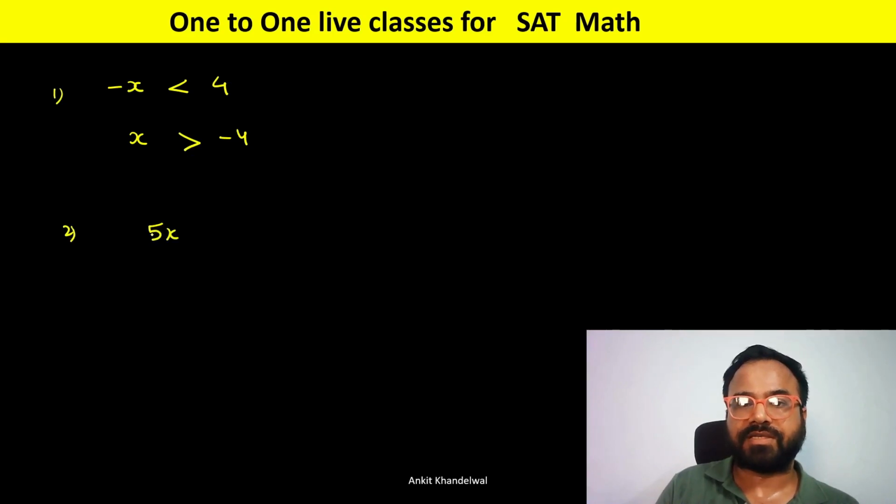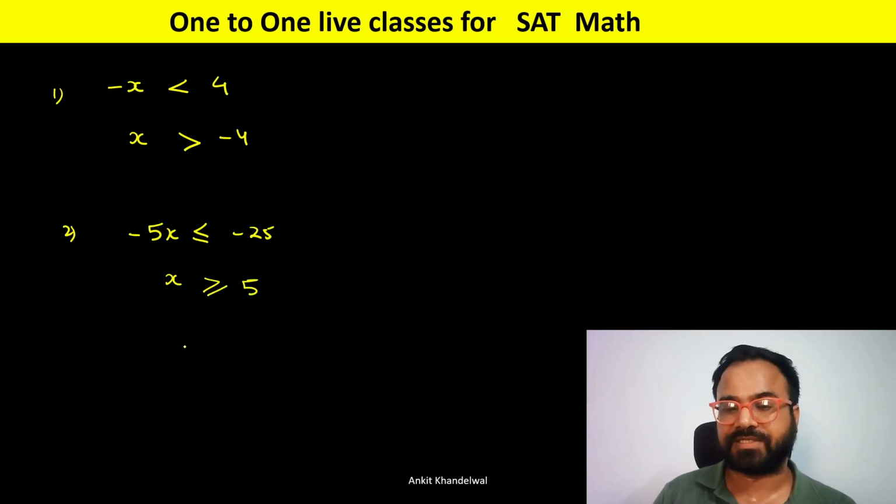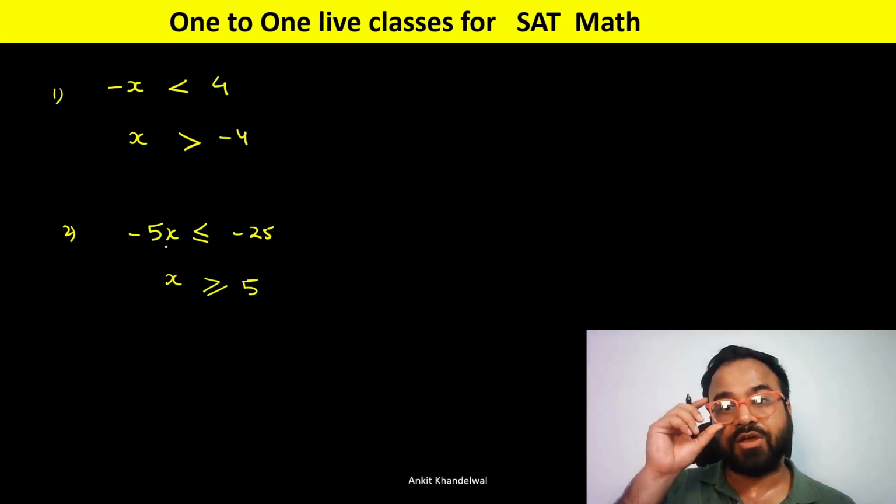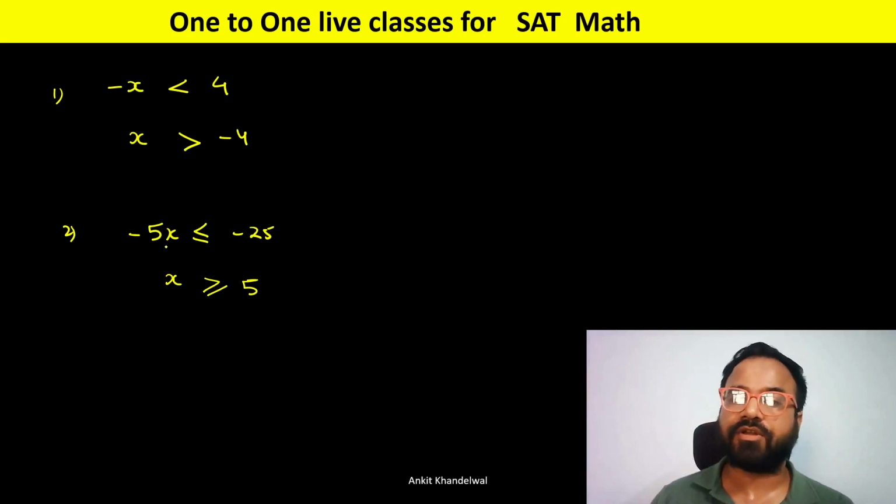If I say like this, minus 5x is less than or equal to minus 25, and I want to find x, again I will divide by negative 5 on both sides. Negative 25 divided by negative 5 becomes 5 only, but since you are dividing by a negative number, the sign of inequality reverses. So these are the things where the sign of inequality will get changed whenever we are dividing or multiplying by a negative number on both sides.